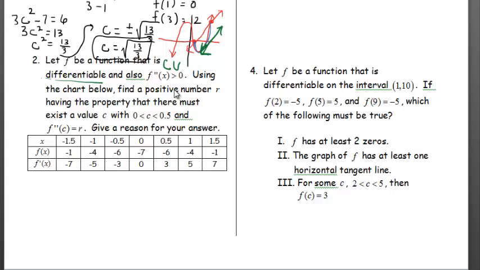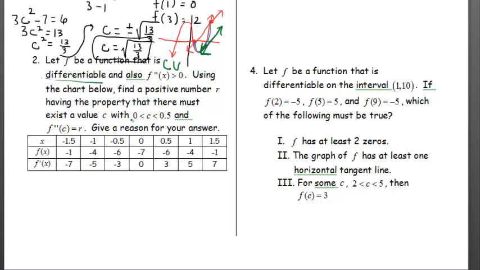All right, we're going to use the chart to find a positive number r having the property that there must exist a value c, where c is between 0 and 0.5, and r is equal to the second derivative evaluated at c. Okay, so I think in yours it says find the average rate of change of r, but the way this problem was originally presented, it was in this format right here. Using the chart below, find a positive number r. Because yours says average rate of change, that's pretty simple here.